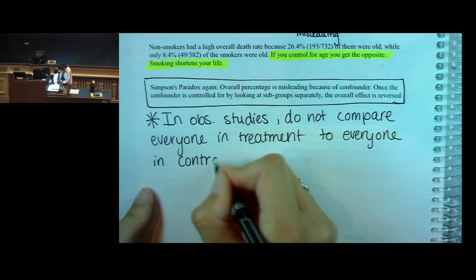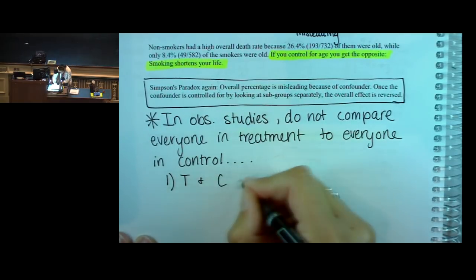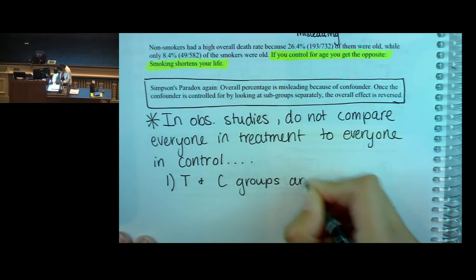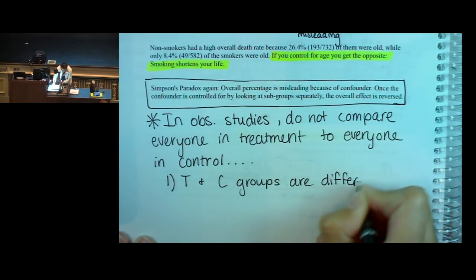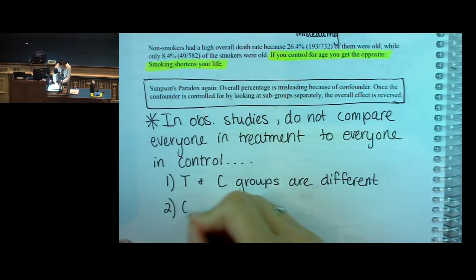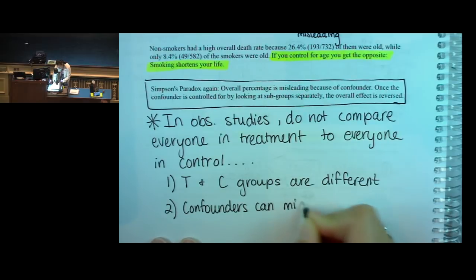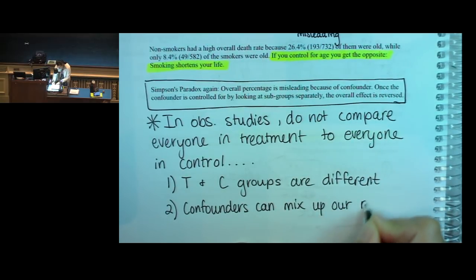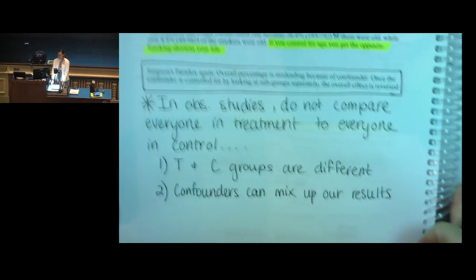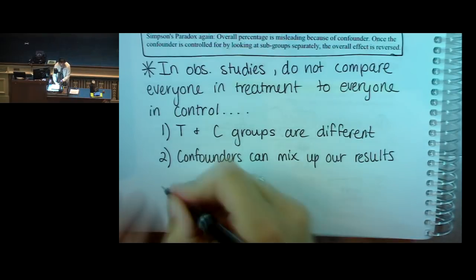And there are 3 reasons why we shouldn't do this. First of all, the treatment and control groups are going to be different. So we don't want to be comparing apples to oranges. So that's reason number 1. The treatment and control groups are different. And these differences are called confounders. So the confounders can mix up our results. And then lastly, the most extreme case is that Simpson's paradox can occur. So that's my 3rd reason.